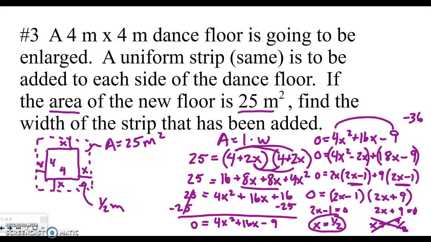So there we go. And again, if I wanted to figure out what the new dimensions are, I would plug 1/2 in for x in all cases. So 4 plus 1/2 plus 1/2 gives me 5. My new dimensions would be 5 meters by 5 meters. Does that make sense? Sure it does, because what's 5 times 5? That's what they told me the area was, which is 25 meters squared. So again, a good way to check to make sure what you are doing actually makes sense.